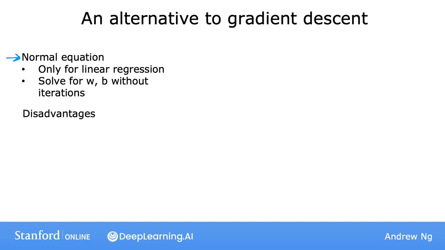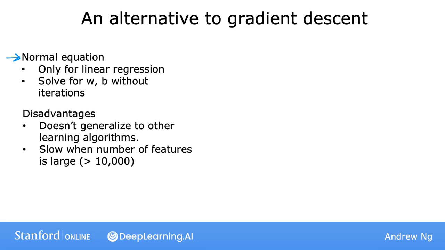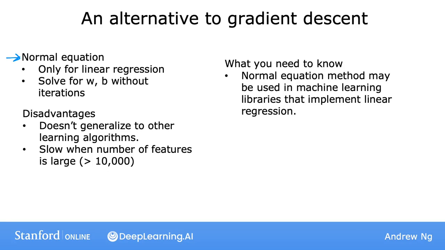Some disadvantages of the normal equation method are, first, unlike gradient descent, this does not generalize to other learning algorithms, such as the logistic regression algorithm that you learn about next week, or the neural networks or other algorithms you see later in this specialization. The normal equation method is also quite slow if the number of features n is large. Almost no machine learning practitioners should implement the normal equation method themselves. But if you're using a mature machine learning library and call linear regression, there's a chance that on the back end, it'll be using this to solve for w and b.